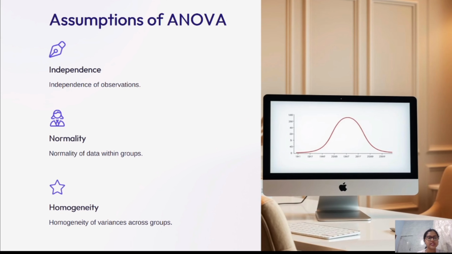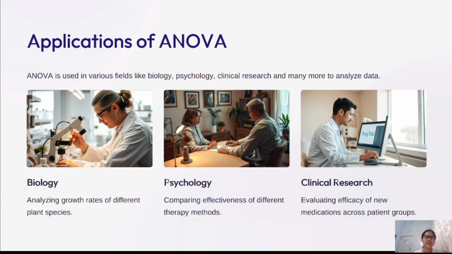Assumptions of ANOVA. Those are independence, normality, and homogeneity. Independence: the observations in each group are independent of each other. Normality: the data in each group should follow a normal distribution. Homogeneity of variance: the variances within each group should be approximately equal.